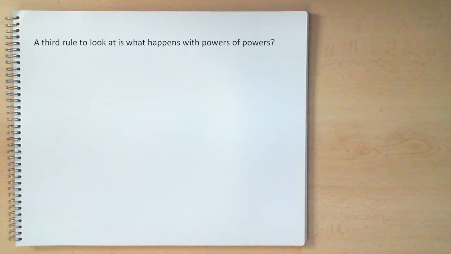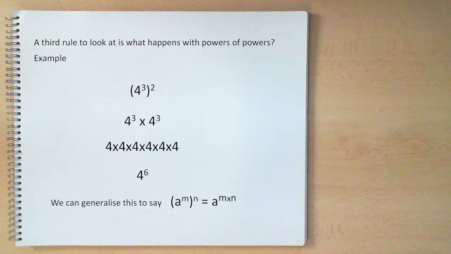Next rule is what happens with powers of powers. Here's an example, 4 to the power of 3, squared. Well, this is the same as 4 to the power of 3 times 4 to the power of 3. And we know that if we're multiplying numbers with indices, we add the indices together. So this becomes 4 to the power of 6. Again, we can generalize this to say a to the power of m, to the power of n, is the same as a to the power of m times n.